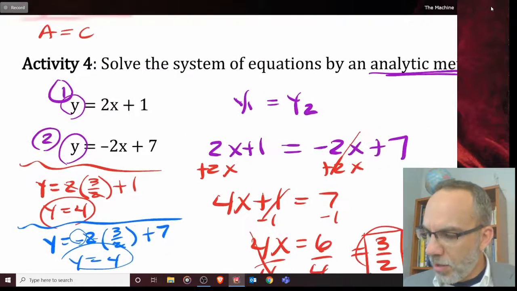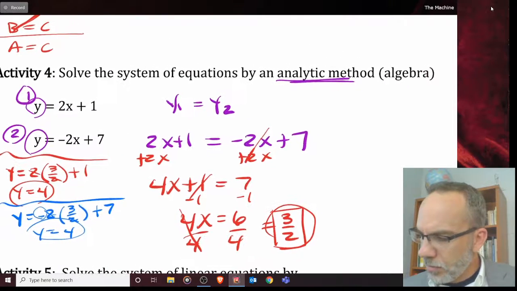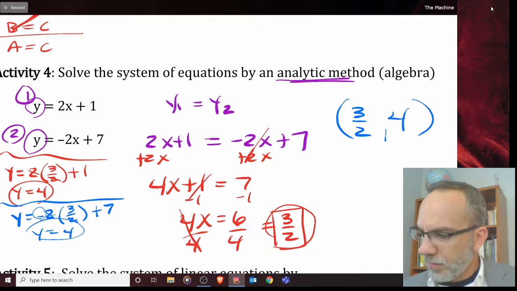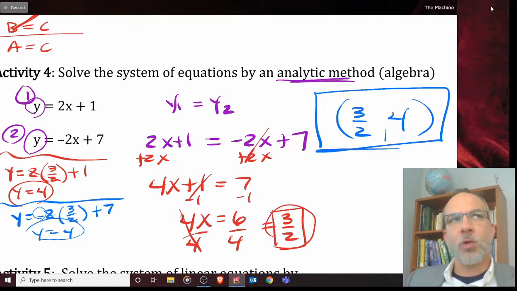So now, the solution that solves both of them, put them all together for your final answer. It's got to be an ordered pair. Here we go. 3/2 and 4. I probably would not have been able to come to that by graphing. But that is an exact answer. It's precise, and I know it with certainty because of the algebraic methods.